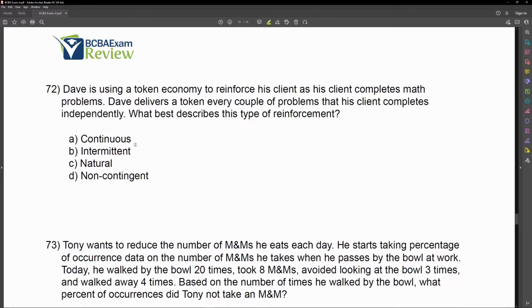Is this reinforcement continuous? Is it intermittent? Is it natural? Or is it non-contingent? Well, we know it's not continuous. Continuous reinforcement is FR1, right?